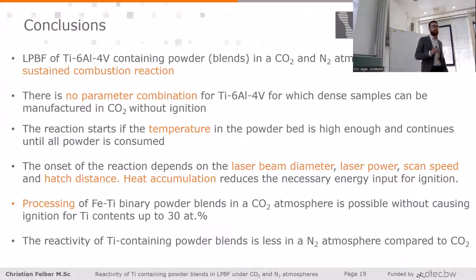The onset of the reaction is very dependent on the laser parameters, but also affected by heat accumulation, which can lower the necessary energy input for this reaction. Very important for me is that I can process iron-titanium binary powder blends up to a titanium content of 30 atomic percent. And I learned that these titanium-containing powder blends are less reactive in nitrogen atmosphere compared to a CO2 atmosphere.